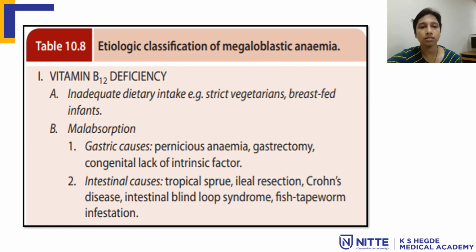So in gastric cause, the important cause is pernicious anemia, which is autoimmune disease affecting the stomach, or it can be because of gastrectomy. In intestinal cause, it can be malabsorption syndrome like tropical sprue, or it can be Crohn's disease affecting the ileum, or the parasitic infection like tapeworm.